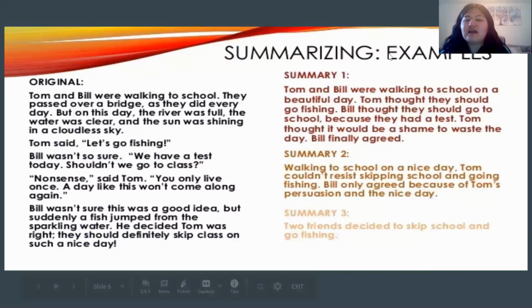So here I have an example. These are 3 different summary examples, depending on what you need. And here's the original. Tom and Bill were walking to school. They passed over a bridge as they did every day. But on this day, the river was full, the water was clear, and the sun was shining in a cloudless sky. Tom said, "Let's go fishing." Bill wasn't so sure. "We have a test today. Shouldn't we go to class?"